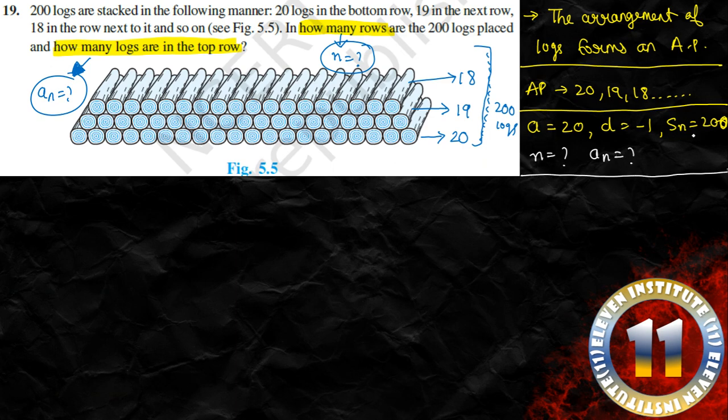So you can definitely see you have only one data Sn. By applying the formula of Sn, we will first find n, and after getting the value of n we will find an. So let us find n first. So we know that Sn is equal to 200. Instead of this we will write this formula.